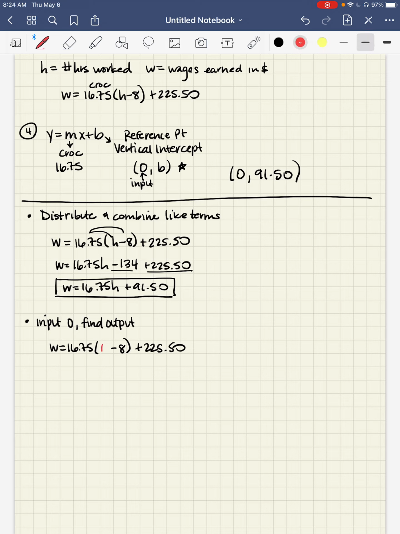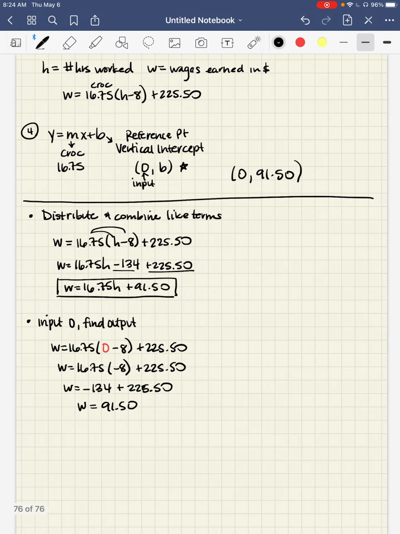I think Kylie did this, but again, we kind of lost it at the end. So when I simplify, I get 16.75 times (0 - 8), which is -8, plus 225.50. 16.75 times -8 is -134. That should look familiar from the last formula, from up here. And then I'm going to add the 225.50. So -134 plus 225.50 is going to get me 91.5.